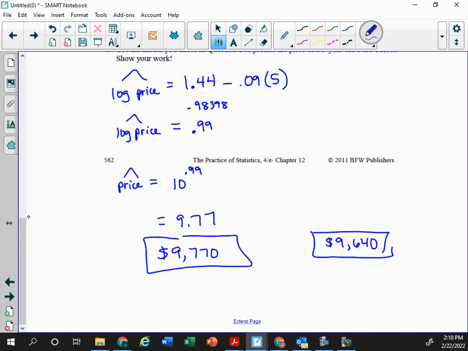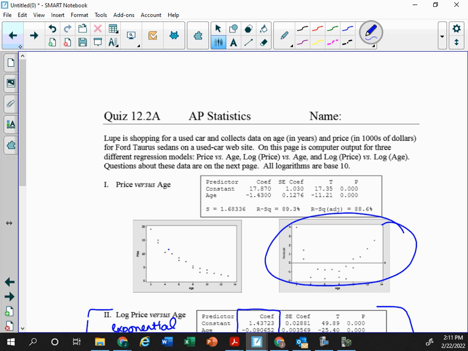And they're both fine, as long as you're just showing what you're doing along the way. No issues there. Okay, questions? Yeah. Why does it change from 9.77? Because in the information you're given over here, they tell you the price is in thousands of dollars. That's why. So it's not really $9, it's $9,000. Okay.